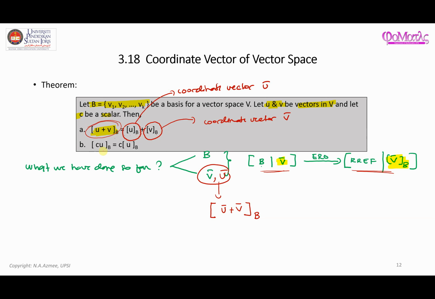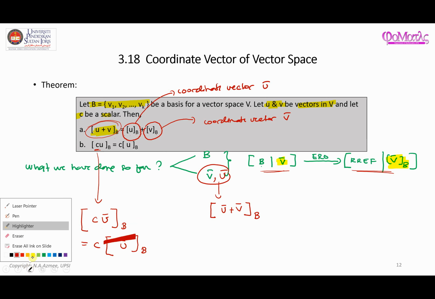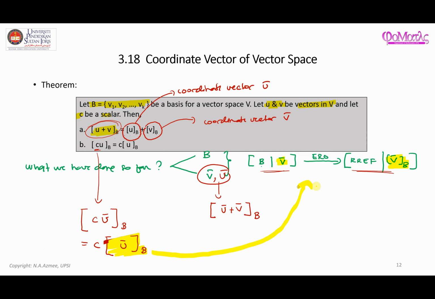Also, if you have a scalar c and you are asked to find the coordinate vector of c times vector u with respect to B, you can just take out c. Here c is a constant scalar, and then you just go on and find the coordinate vector of u, and again the process is the same as what you have seen previously in this video. So as simple as that.